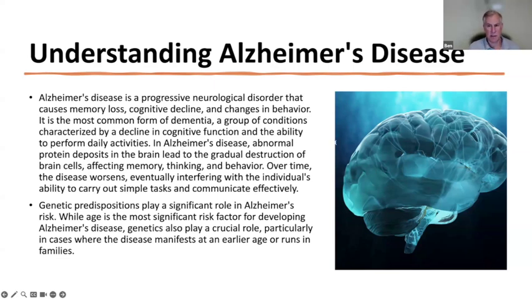Genetic predispositions play a significant role in Alzheimer's risk. While age is the most significant risk for developing Alzheimer's, genetics play a crucial role, particularly in cases where the disease manifests at an early age or runs in the family. So how are we going to get this? We're going to look at that APOE genetic status.